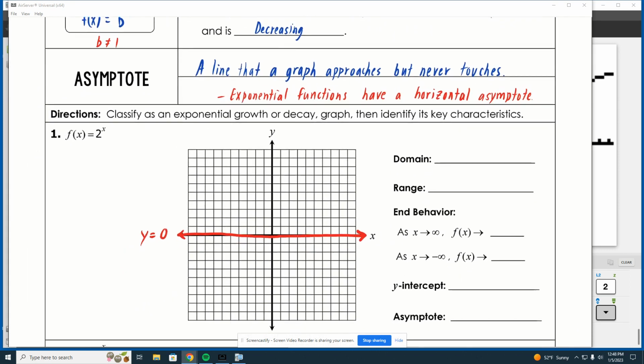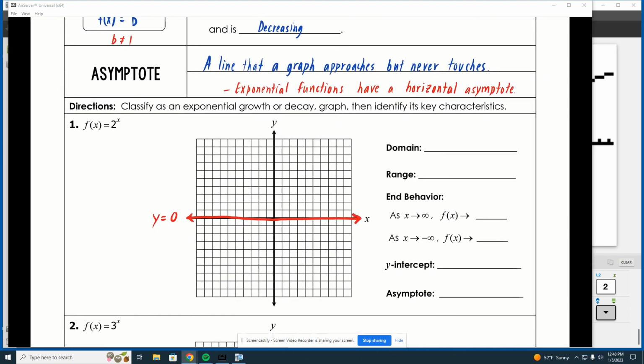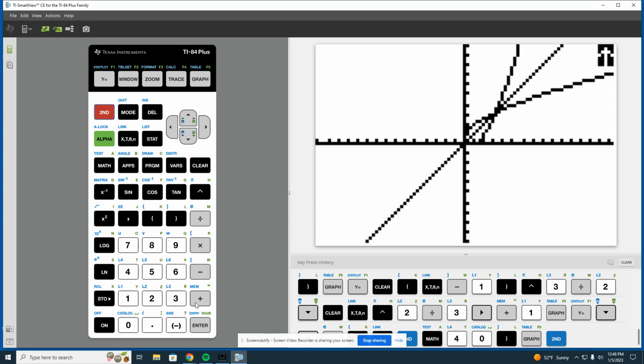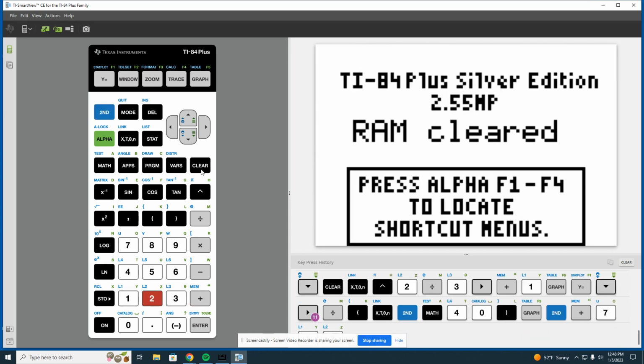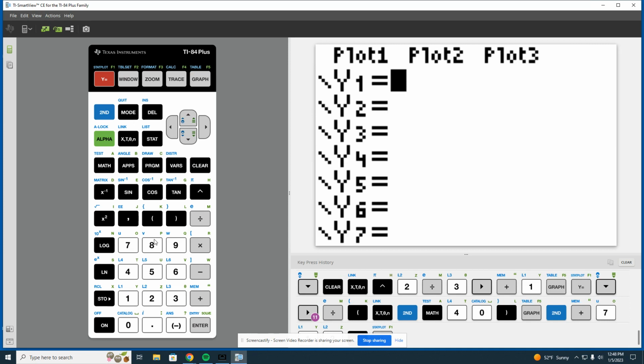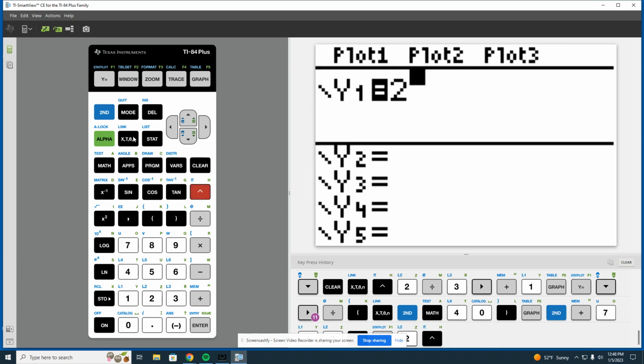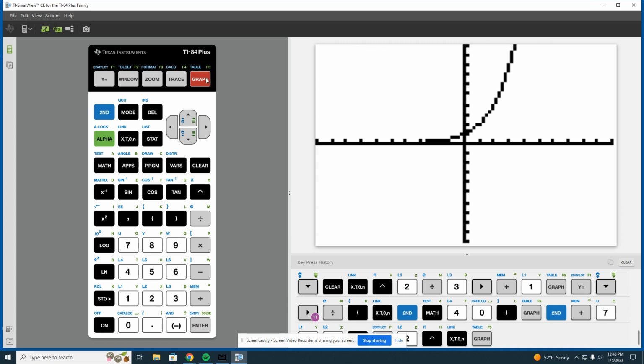But quickly, let's go graph this real quick and talk through it. We're going to go really fast. So I'm going to reset my calculator. Second plus 7, 1, 2. Go to y equals, and we're going to do 2 raised to the x power. Graph. Y'all see how it's increasing? It's growing. The base was 2. That's greater than 1. It has growth, right?